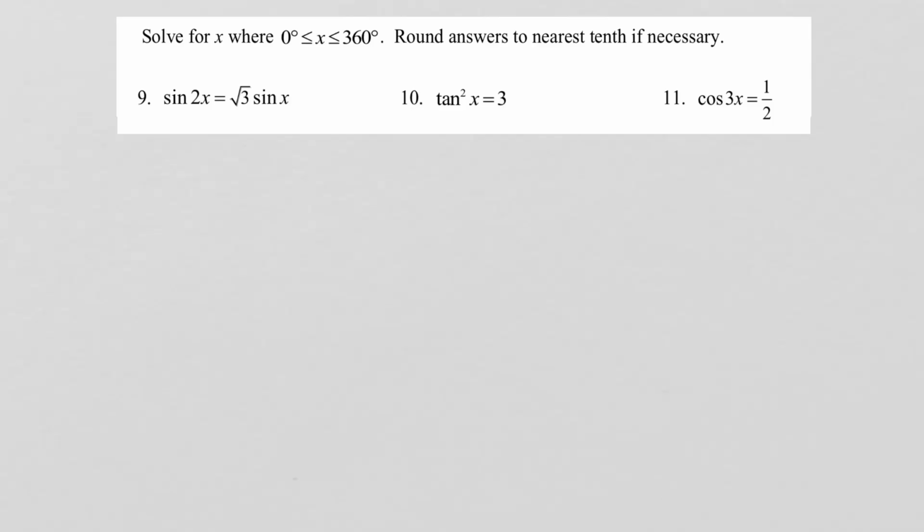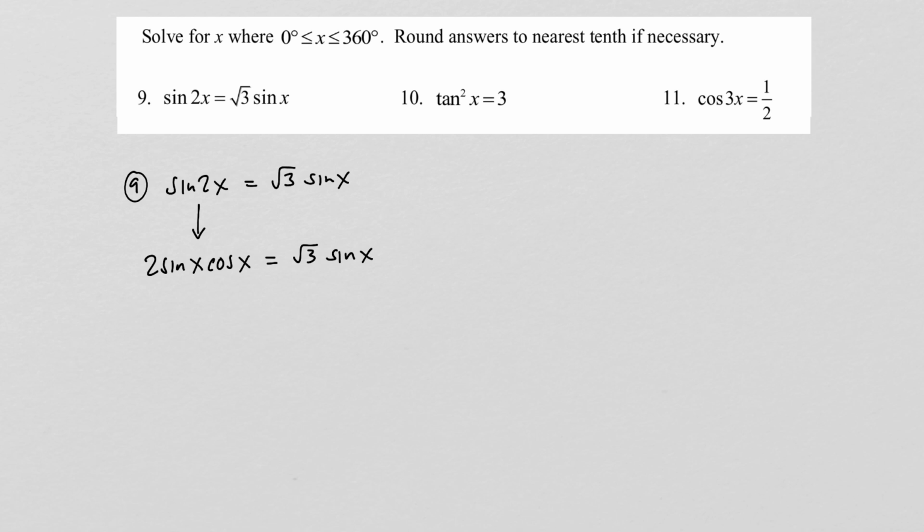So as we continue with problem number 9, we are also solving an equation where x is an angle between 0 and 360. This time we have sine of 2x is equal to radical 3 times sine of x. So the problem here is that when you're solving a trig equation, it's really difficult to solve if the angles in the trig functions do not agree. So to remedy this, I'm going to remember that sine of 2x has a double angle identity, 2 sine of x cosine of x, and that is equal to radical 3 sine of x.